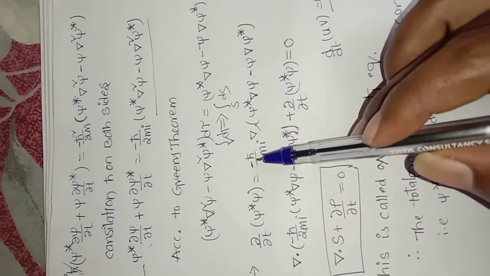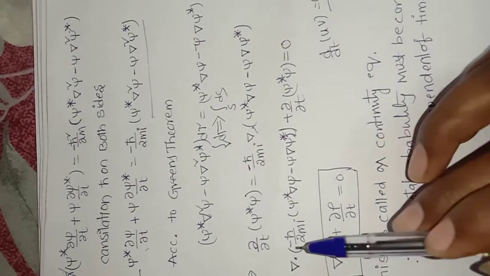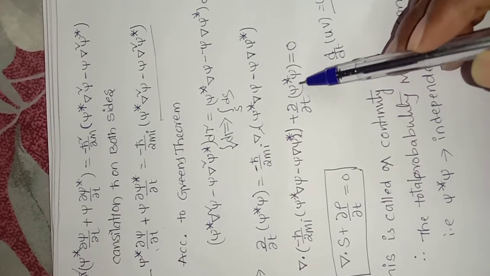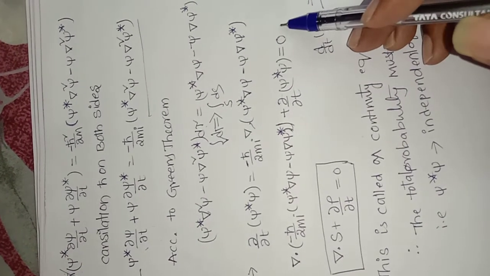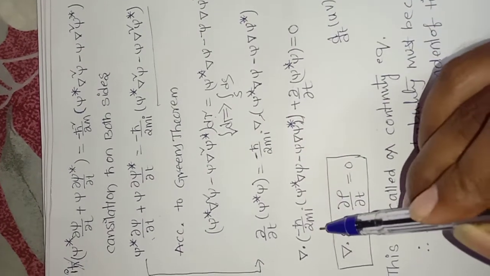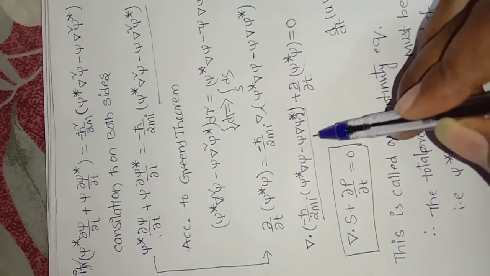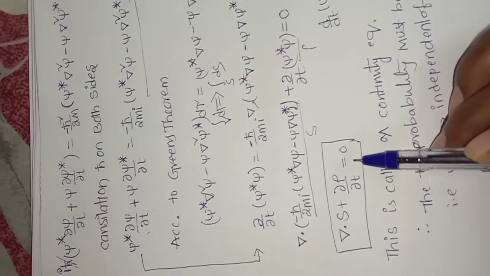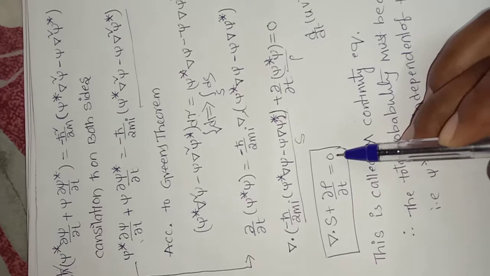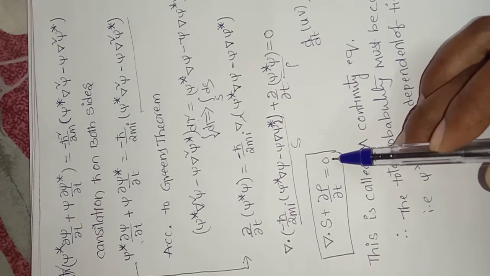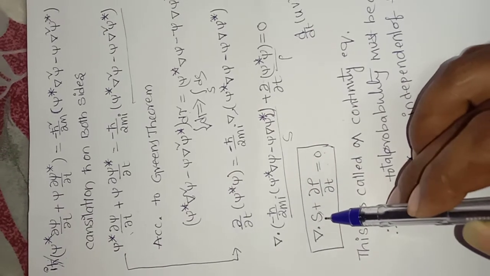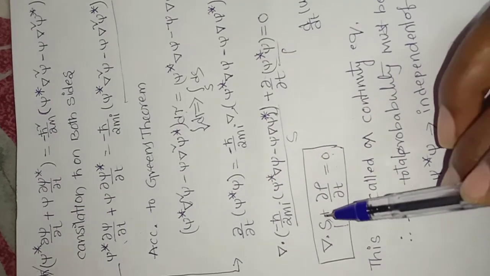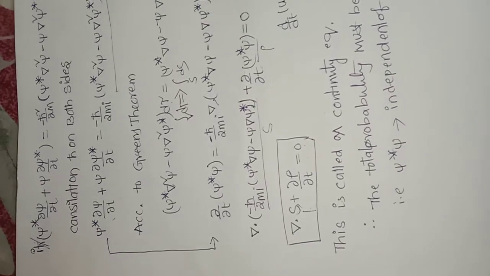Here the negative h cross term is moved to the LHS: del dot of minus h cross by 2mi, psi star del psi minus del psi star psi, plus dou by dou t of psi star psi equals 0. Throughout the equation, this becomes S and this becomes rho. So we can write del dot S plus dou rho by dou t equals 0. Here S is the current density and rho is the probability density. This is all known as the continuity equation.